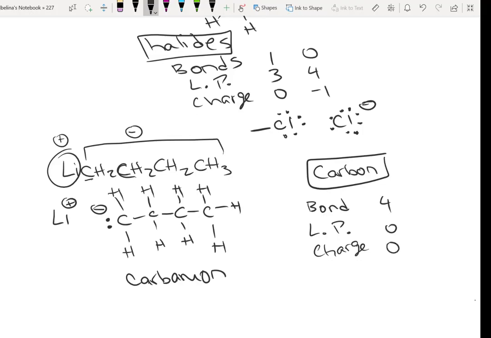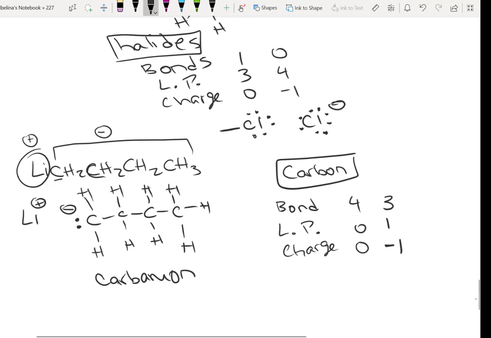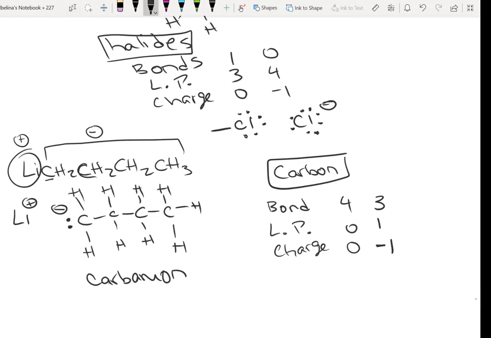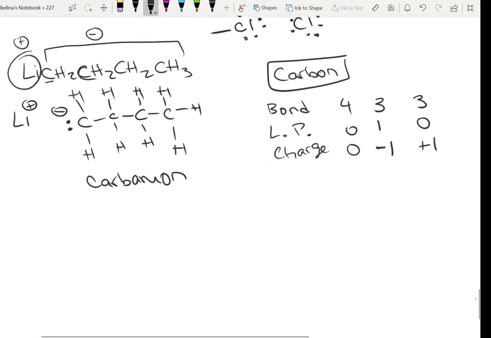Okay, but if we have 3 bonds and 1 lone pair, the charge is actually -1. So that's a very electron-rich carbon. Some other examples that we'll see is when carbon has 3 bonds and 0 lone pairs, for a charge of +1. Okay, so when would be an example like that?